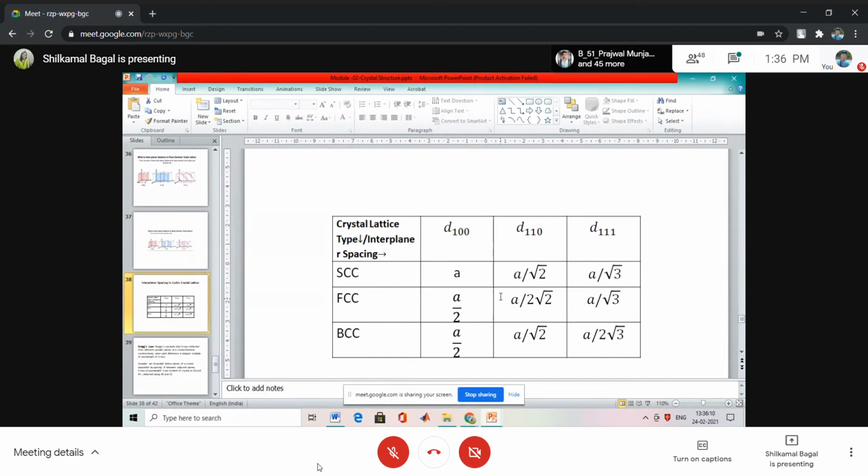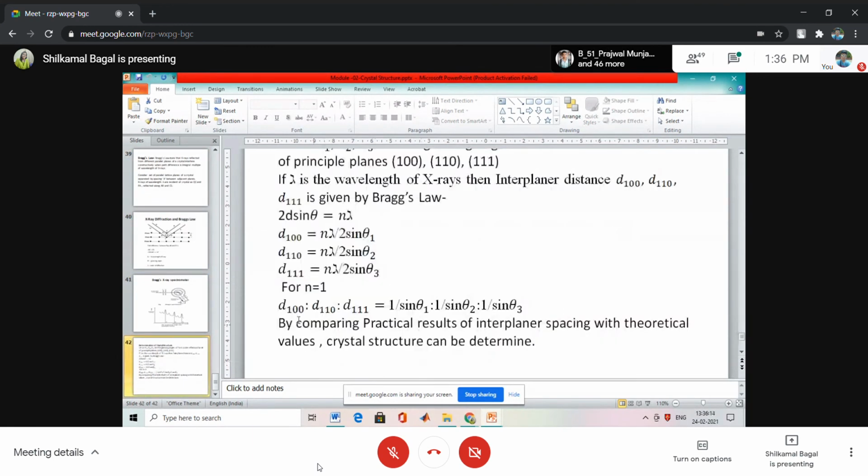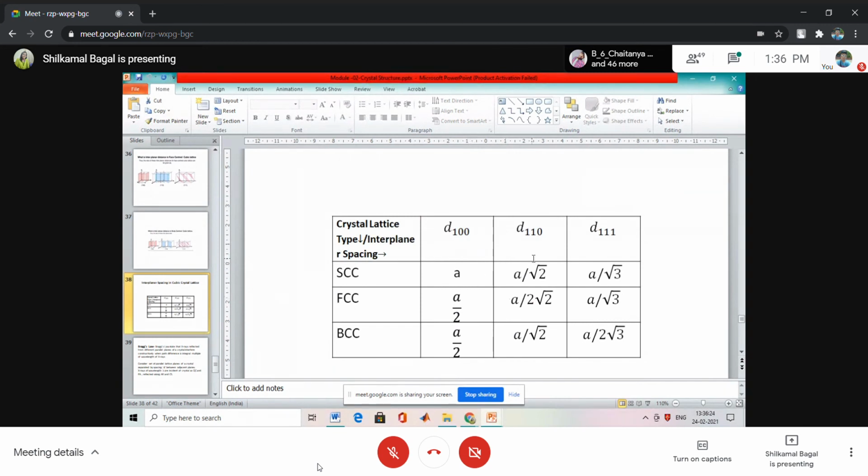And for that, once we get this interplanar distances ratio 1 upon sin theta 1, 1 upon sin theta 2 and 1 upon sin theta 3, then we can compare this with the theoretical values of interplanar spacing for SCC, FCC and BCC. Then we come to know which type of structure the crystal we are studying has.